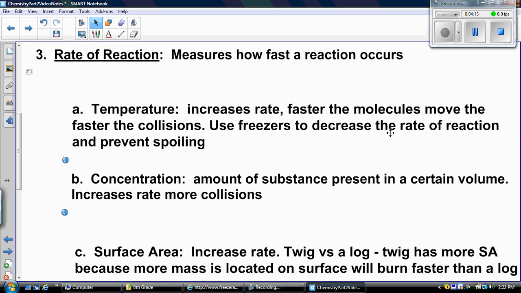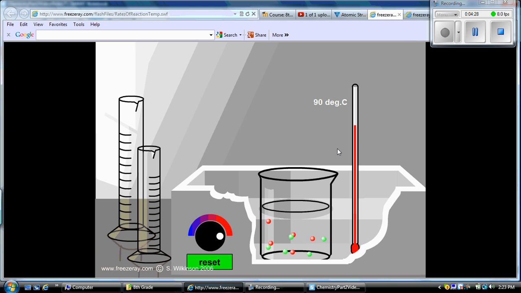The other factor that's going to determine the rate of reaction is concentration. That's the amount of the molecules present in a certain volume. If you have more present, that's going to increase the rate because there's more collisions. So let's take a look at what that looks like.